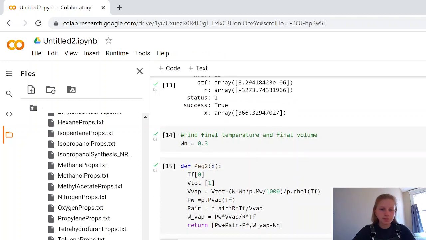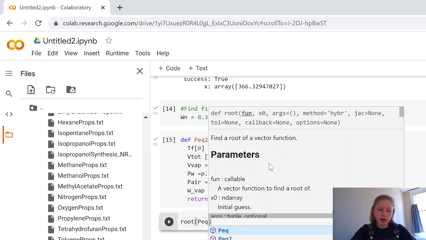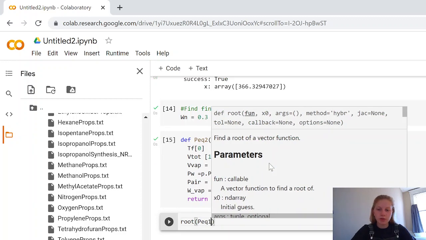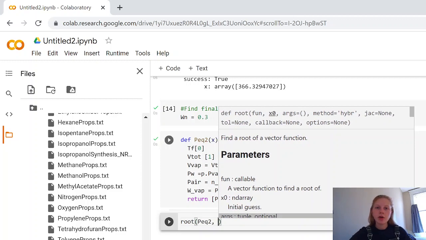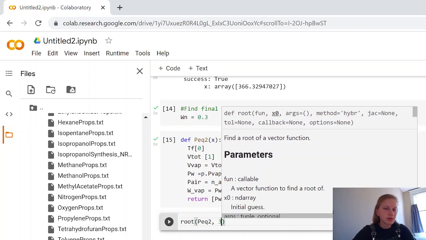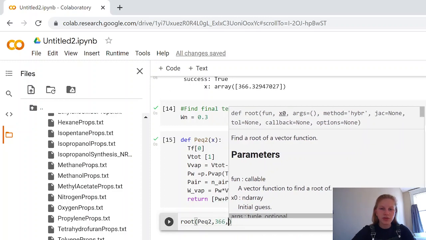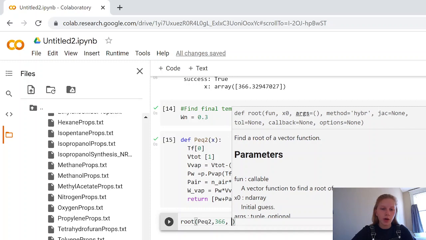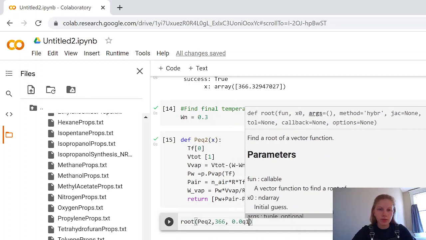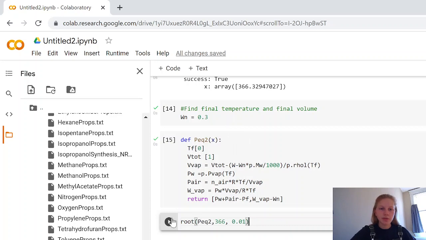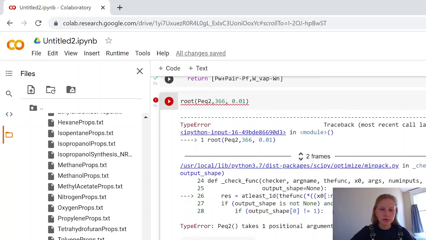We will root. For this one though, we have to put in initial guesses for what we think the values are going to be. Since we solved the other problem, we have a pretty good idea of what we think it will be. We have our 366 from our last problem for the final temperature, so we can go ahead and put that in because it should be pretty close to 366. And then for the volume, we had 0.01 meters cubed, so we're going to go ahead and put that in too and see what we get. See if the system converges.